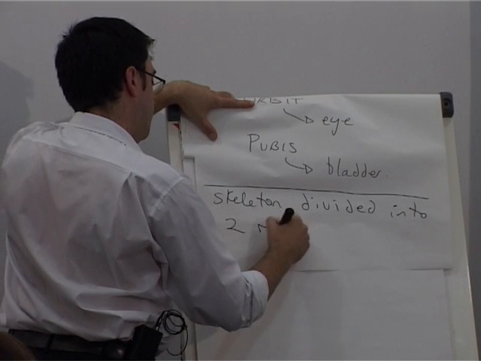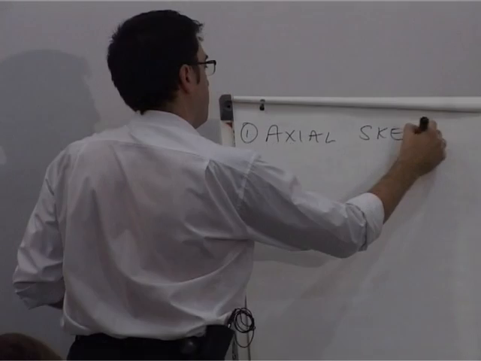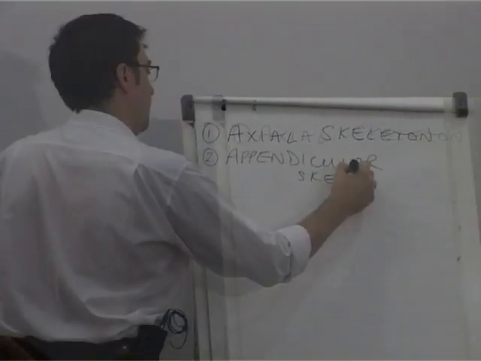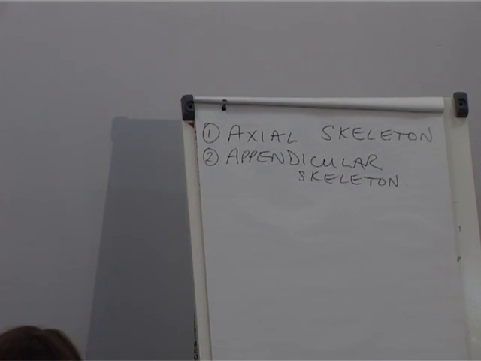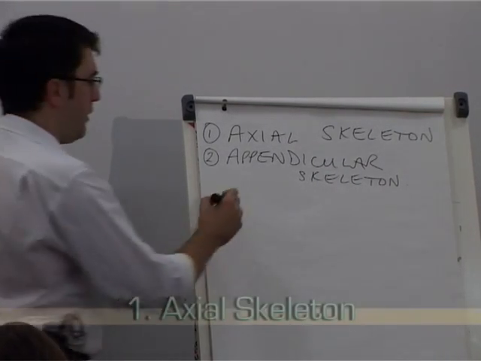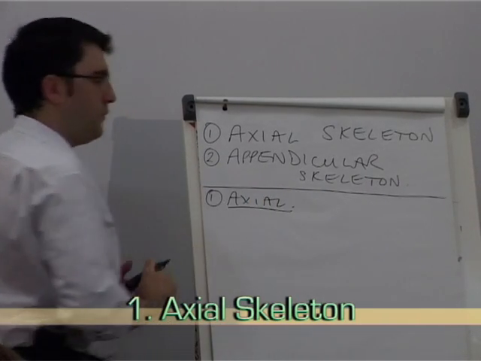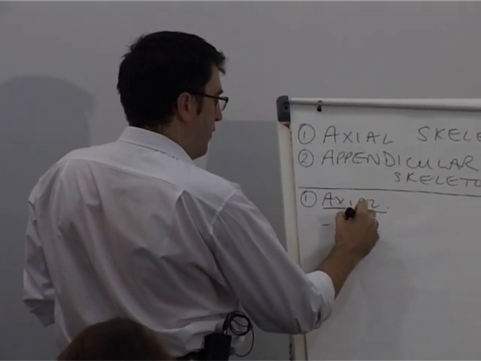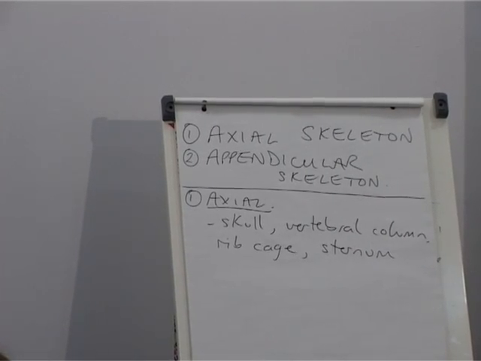Now, if we think about the skeleton as a whole, we can divide it into two regions. The first of these is the axial skeleton, and then secondly, the appendicular skeleton. We need to think about the component parts of each of these. I'm going to take the axial skeleton first, and we'll look at that in quite a bit of detail. Within the axial skeleton, we have the skull, the vertebral column, the rib cage, and the sternum.